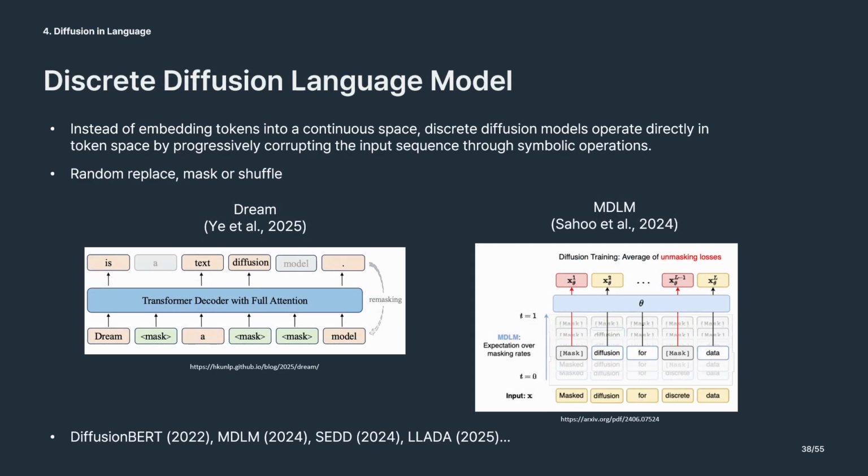Next is the discrete diffusion approach. Instead of adding continuous Gaussian noise, this approach redefines the noising process as a symbolic transformation in a token space, such as random masking, replacement, or shuffling the tokens. Recent diffusion models like MDLM, Dream, or LLaDA follow this paradigm, progressively corrupting and reconstructing the token sequences through symbolic operations rather than the continuous noise.